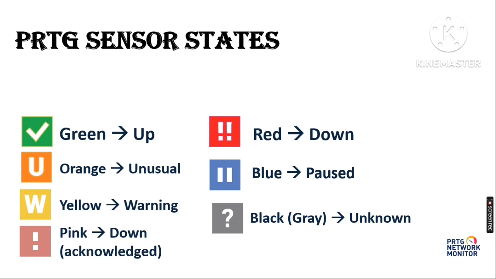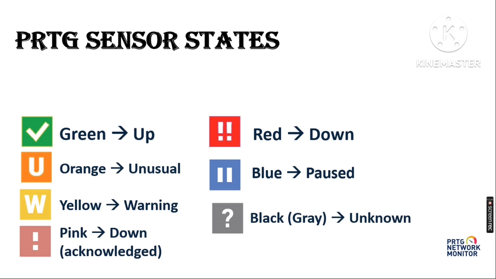Later on, the pink. It means you are acknowledging the state, or you are telling the PRTG, yes, I do know that there is a problem with the device and my team is working on that. So the PRTG will not give you false alarms for that. So you can turn that red down state into pink by telling the PRTG, yes, I do know the situation is there.